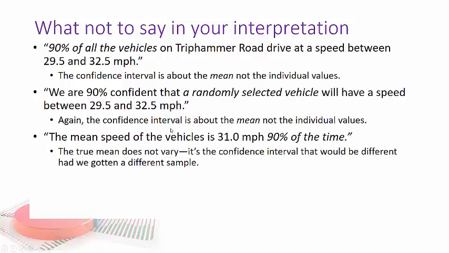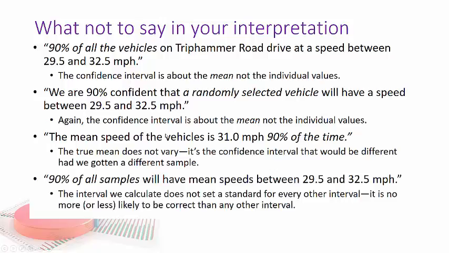Actually, the true mean is the true mean. It doesn't change. And finally, don't say 90% of all samples will have mean speeds between 29.5 and 32.5 miles per hour. When you're doing your confidence interval, that's the probability of capturing the true mean in your window, not where the samples are going to be. So one sample doesn't set a standard for every other interval. It is no more or less likely to be correct than any other interval.